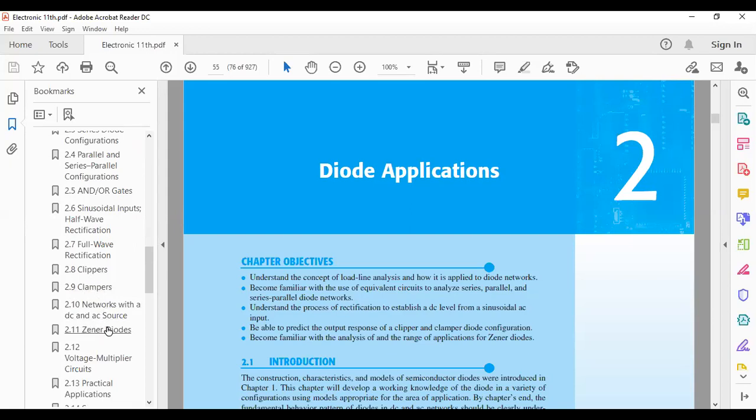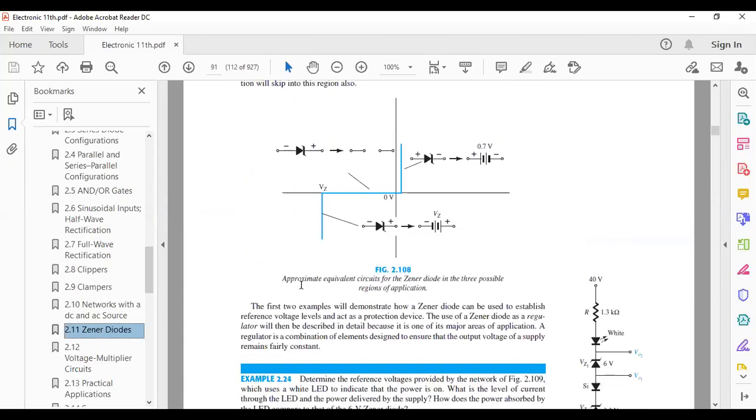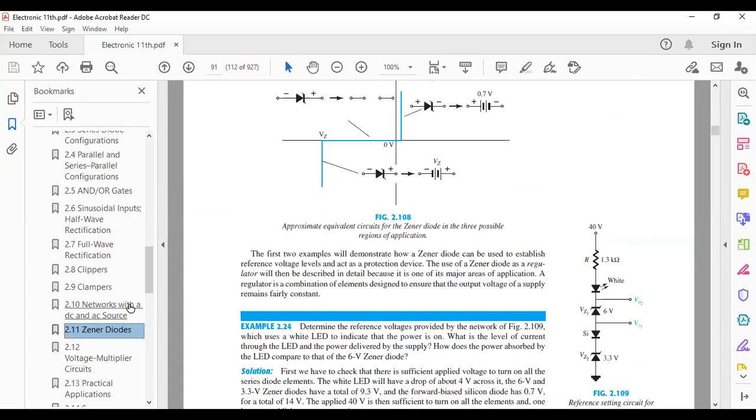And this is again the Zener diode part. You can avoid this 2.10 network with DC and AC source. So after clamper, you can jump to the Zener diode part, which is basically the application of Zener diode as a voltage regulator. I have planned to cover the properties of Zener diode and its application in one single lecture. That's why I have avoided it.